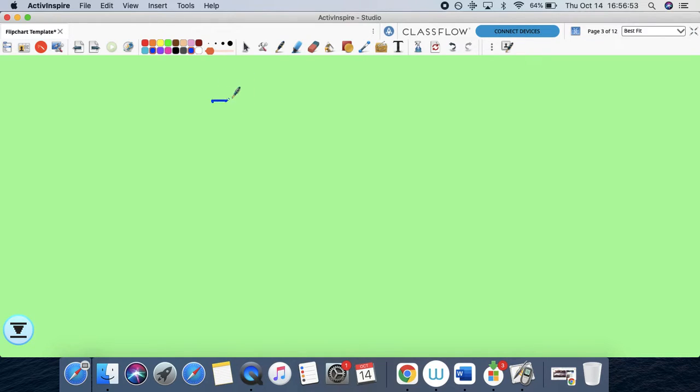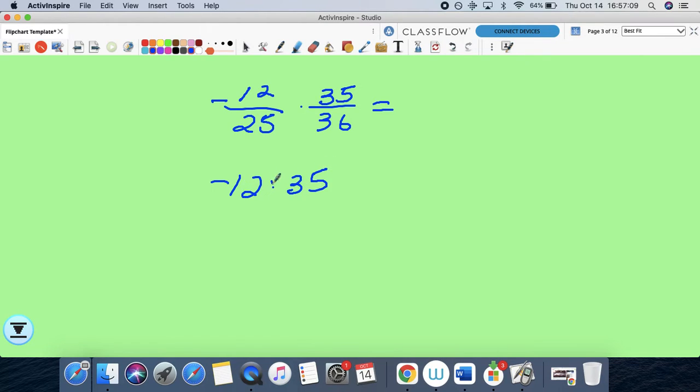I think we're doing just the top. So it's, what is this? Negative 12 over 25 times 35 over 36. So, like I said, we can simplify before we multiply. And then again, because we know that this is what's happening on the numerator, right? And this is what's happening on the denominator.